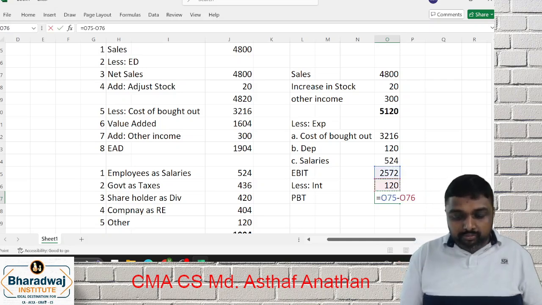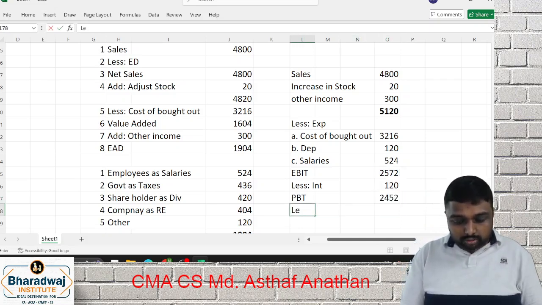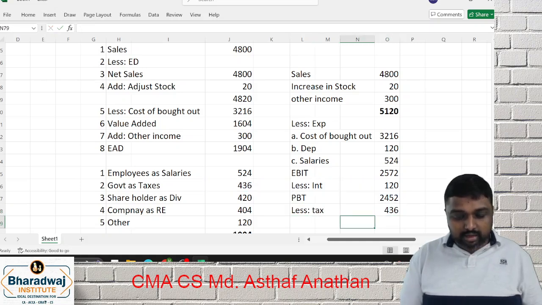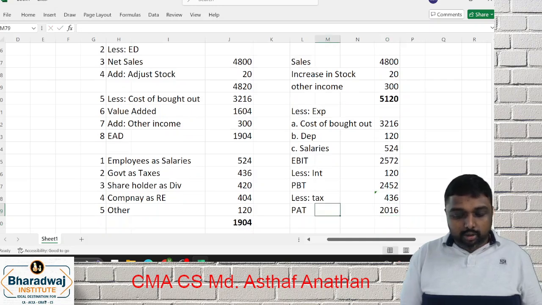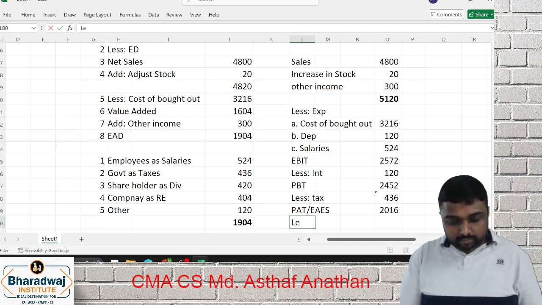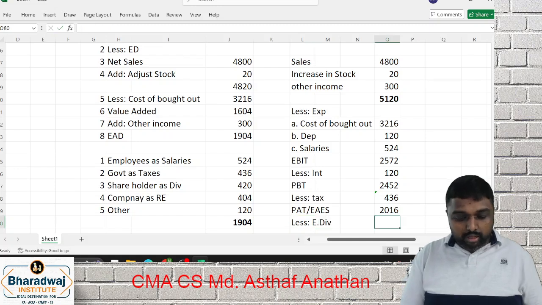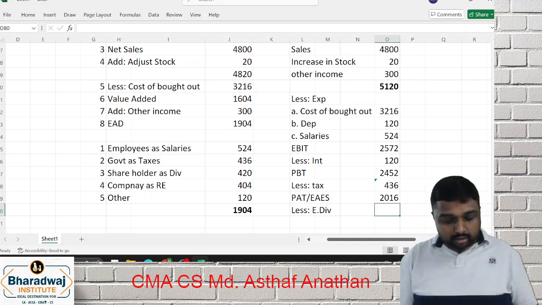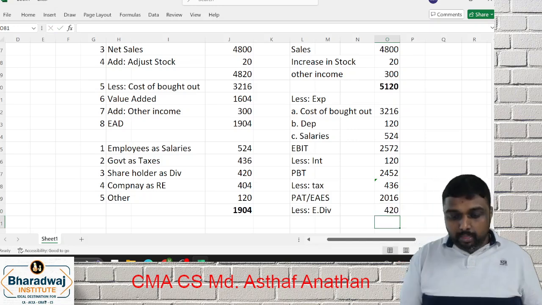PBT you have to reduce. Now you have to reduce the tax. If I reduce the tax, I'll get this number, PAT. Now from the PAT, there is no preference, so this can also be called EAS. Now I have to reduce the equity dividend. What is the equity dividend, friends? Equity dividend is 420. First of all, let me tell whether our maths is correct or not.